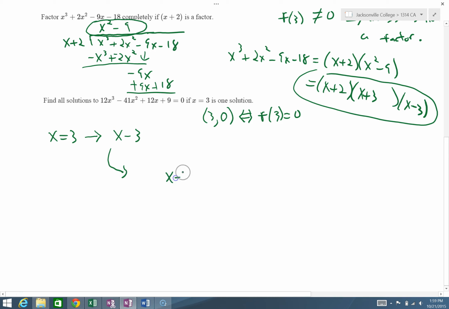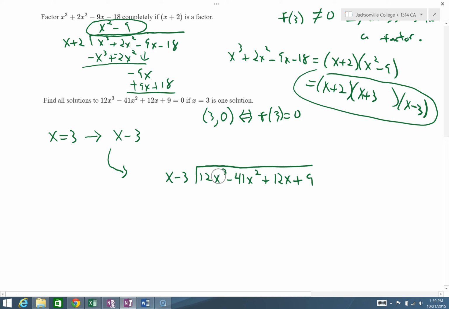I'm asking x minus 3 divided into 12x cubed minus 41x squared plus 12x plus 9. All right, one more time. Since we knew x was equal to 3, that's one of the solutions. I know that x minus 3 must be a factor of our polynomial. Okay, so I'm simply going to divide this polynomial by x minus 3.